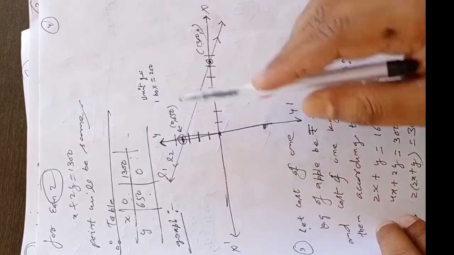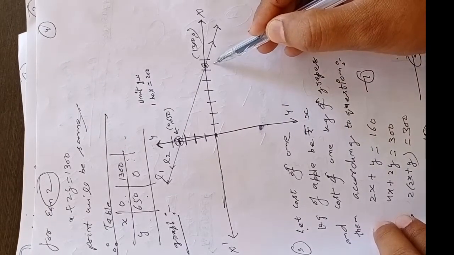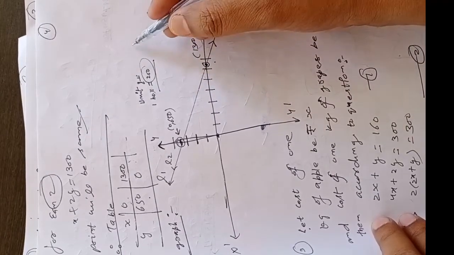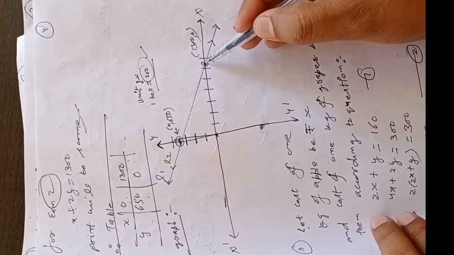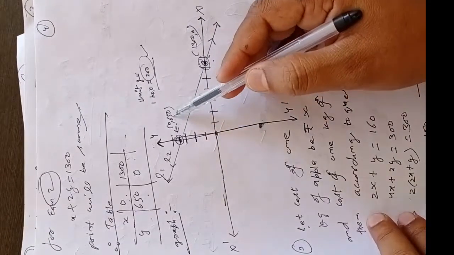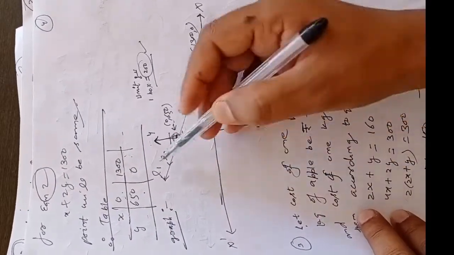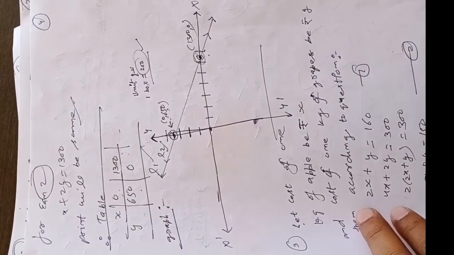So when we are drawing the graph, it is coming like this, 1300 to 0. We can use the unit: one box is equal to 200. One box is 200 points we are taking. So this point will come here according to this, and 0, 650 will be like this. So these two lines are coincident in this case. This one is line L1 and this one is line L2. So this is the graph of the second question.